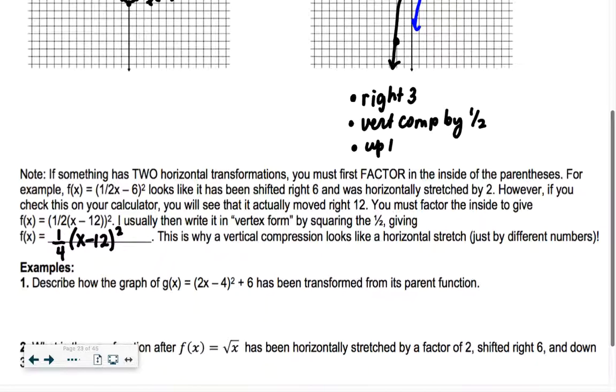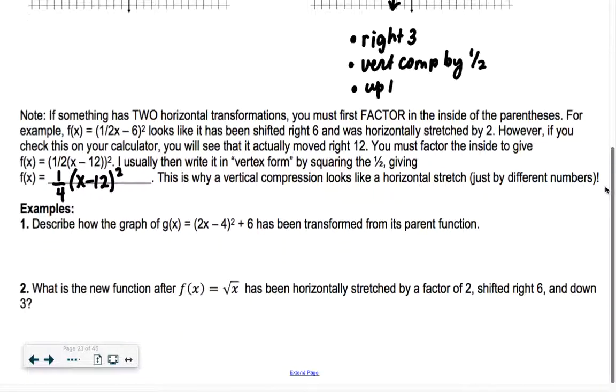So let's look at this first one. So it says, just describe the graph. Describe how the graph of g of x equals 2x minus 4 squared plus 6 has been transformed from its parent function. So we pull the 2 out, and we still have everything squared.